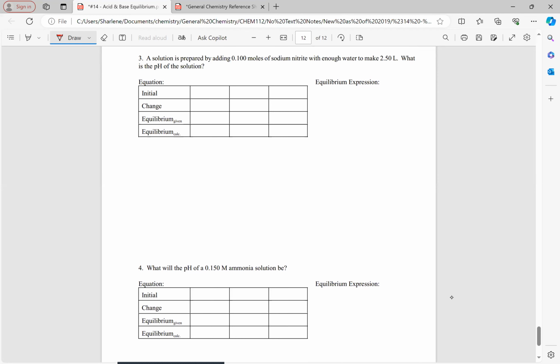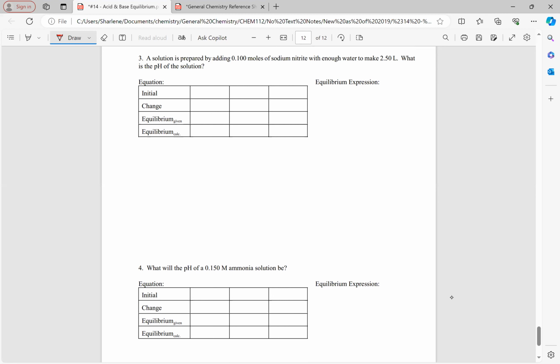All right. A solution is prepared by adding 0.1 moles of sodium nitrite with enough water to make 2.50 liters. What is the pH of the solution? It's phrased differently, but it's the exact same problem that we've been doing over and over. And step number 1 has not changed. I need an equilibrium equation.